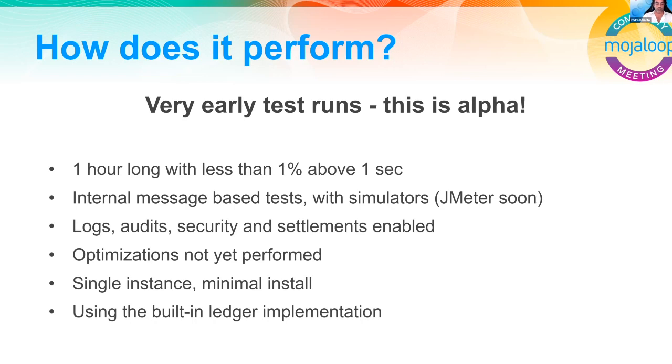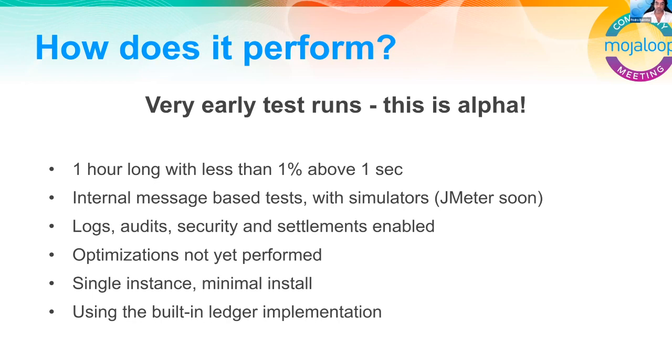It includes the logs, audits, security, and settlements. All of those things were enabled. There were no optimizations yet. We have the base part that does batching, but we don't have any performance optimizations yet. There's plenty of stuff that we need to do, including a lot of the things that Miguel and I came to the conclusion at the end of the performance POC that we should do. Some of those things were not done yet. So we're not trying to overly optimize yet because it's not needed. It's a single instance. So we're not running in a big cluster with a lot of instances. We have one instance for transfers, one instance for participants, one instance for the ledgers, etc. And we're using the built-in ledger implementation.